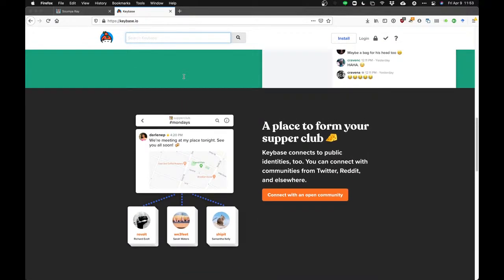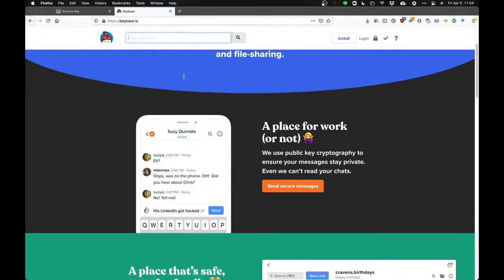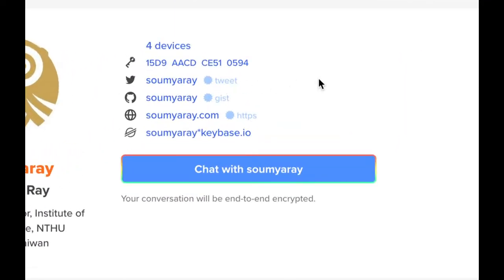You can ask it to give you keys to verify your other assets. How do you know that my website is my website? What it does is it gives me some encrypted information and says, please post this on your website. So on my website, I made a file and I put some encrypted information that Keybase gave me. And they went to my website to see if they could find that file and decrypt it. And if it finds it, it then authenticates that somiarray.com really belongs to somiarray.